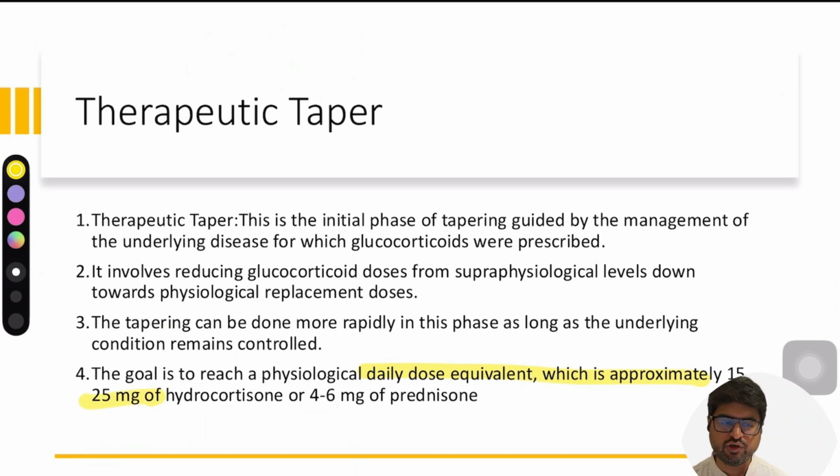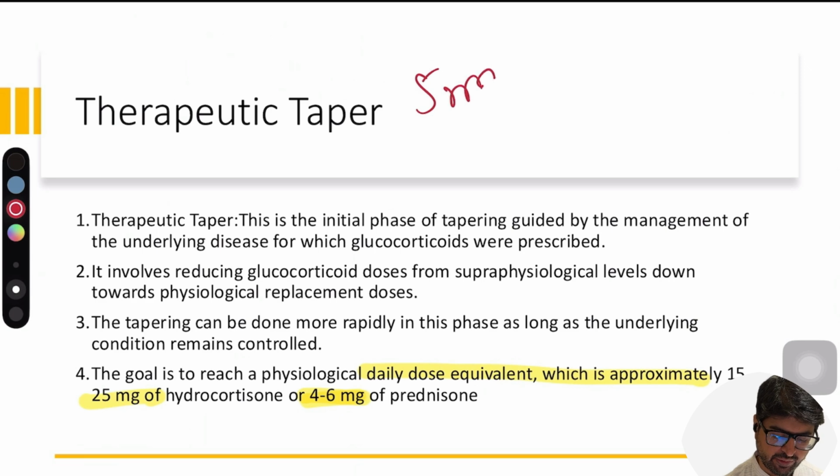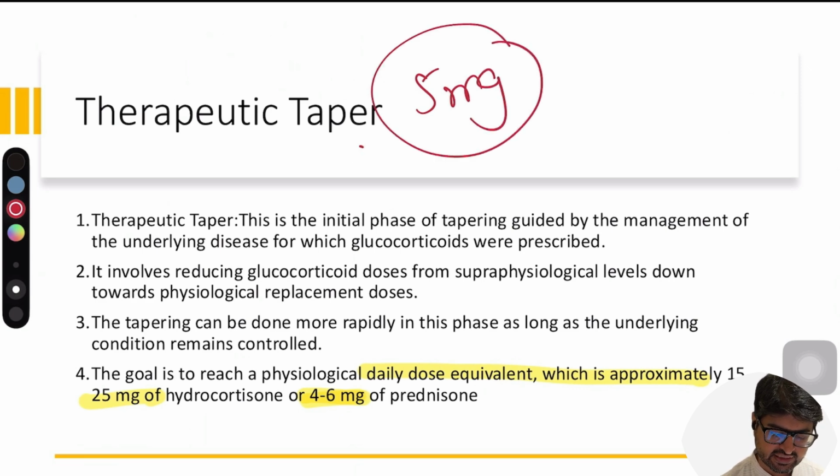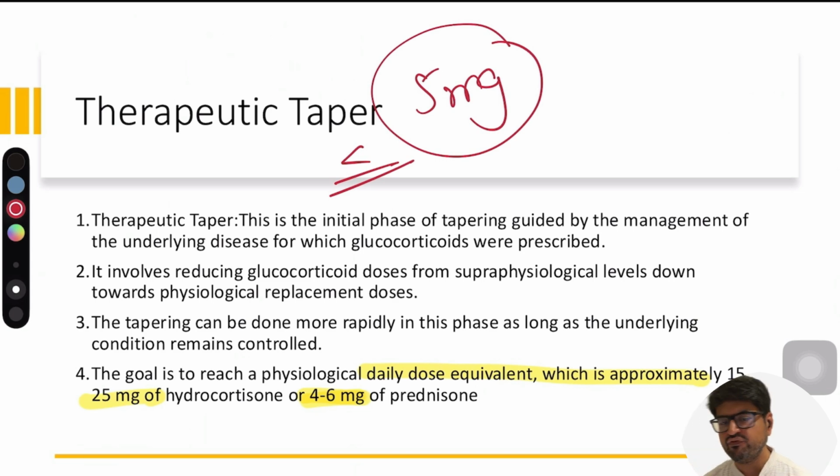What is a physiological dose? A physiological dose is typically 15 to 25 milligram equivalent of hydrocortisone, or 4 to 6 milligram equivalent of prednisolone. Simple rule: 5 milligram of prednisolone, or less than 5, is a physiological dose. So anything 5 milligram or less is considered the equivalent of a physiological dose of a steroid.